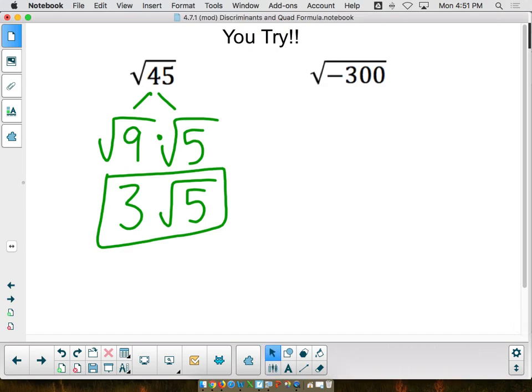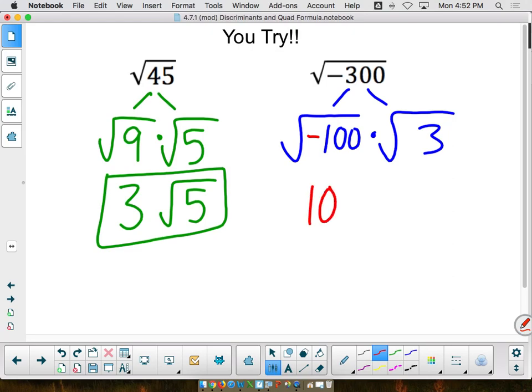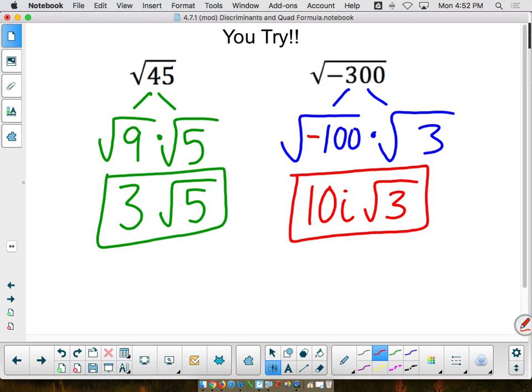And then the square root of -300. I know 100 goes into 300, so 100 times 3 would give me +300. But since I know the square root of 100 to be 10, that is where I'm going to keep the negative sign. The square root of -100 would be 10i. And then the square root of 3 I can't do anything with, so we keep it just like that. So that'll be 10i root 3.